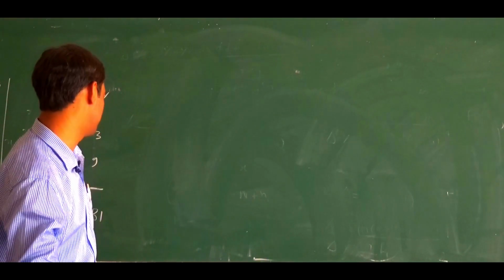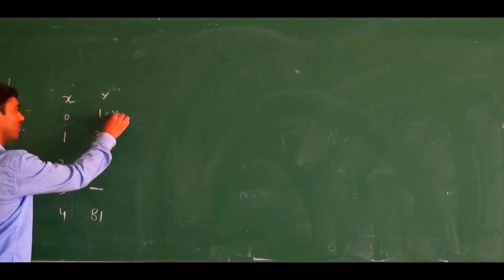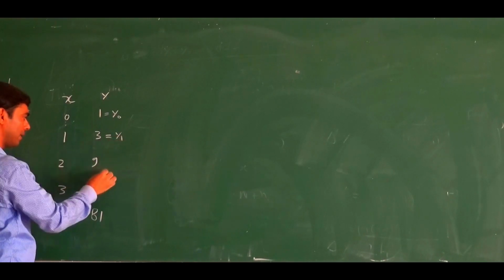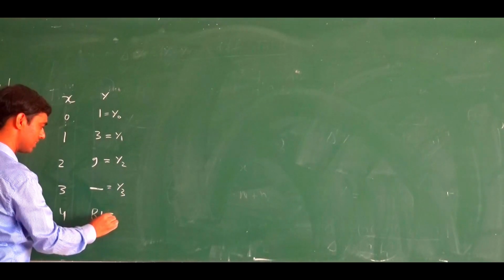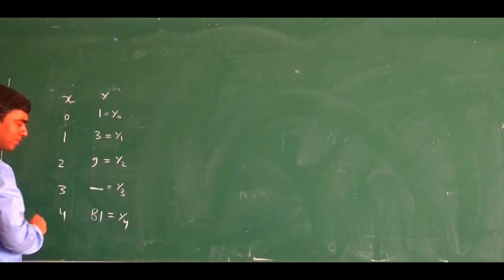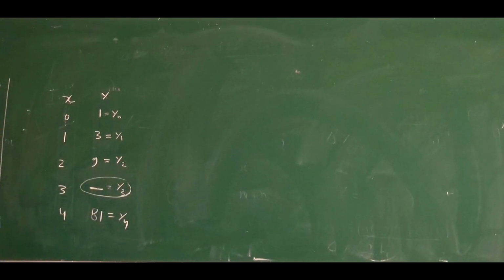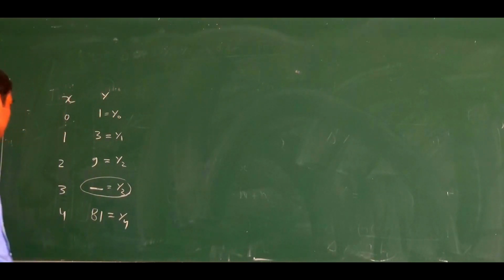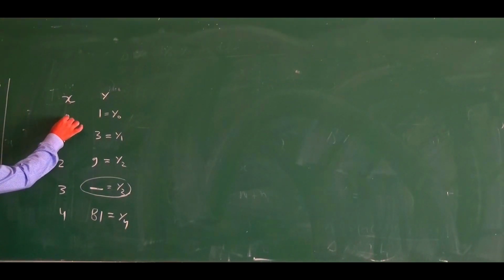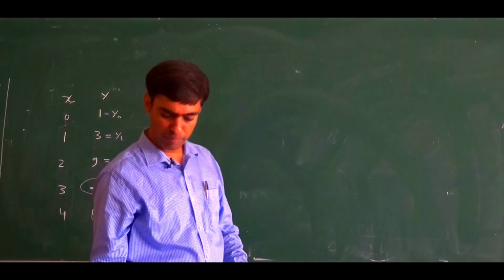Now how do we find this missing term? If we denote these as y0, y1, y2, y3 and y4, what is the missing term? The missing term is y3. So we need to find the value of y3. How do we find the value of y3? How many known values do we have? 1, 2, 3, 4. We have 4 known values.